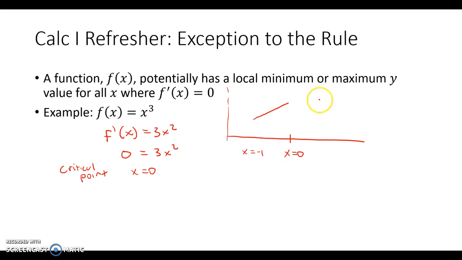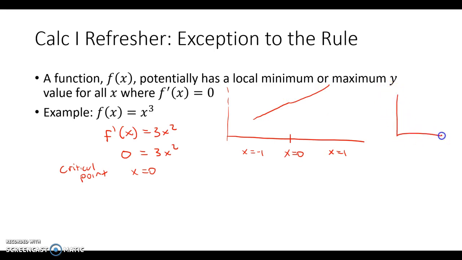So I might be tempted to say this is a local maximum, but this is why it's important to check both sides. So at x equals 1, if I plug in 1 for x, 1 squared is 1, 3 times 1 is 3, and therefore the rate of change is also positive over here. Well, what gives? What's going on here?